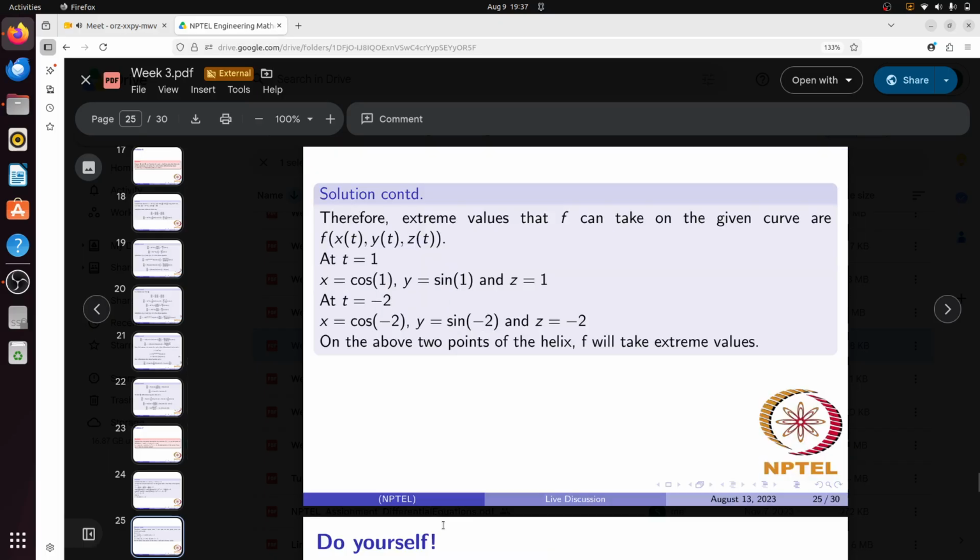Okay, so now the extreme values: t equal to 1, so you need to put it in the helix. So x equals cos 1, y equals sin 1 and z equal to 1. And for t equal to minus 2, x equals cos minus 2, y equals sin minus 2 and z equal to minus 2.